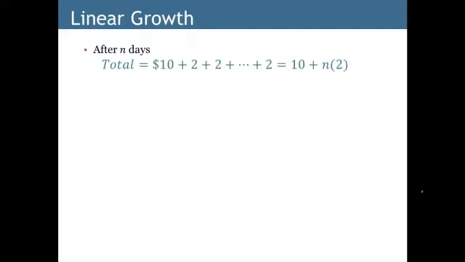So let's look at this formula. Well, where'd the 10 come from? That was what we call an initial amount, or some people say starting value. And then what was the 2? That was my rate per day. And then n, well, that was just the number of days. Okay, and so that is the general kind of pattern for a linear growth formula.